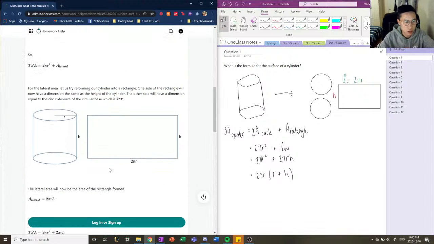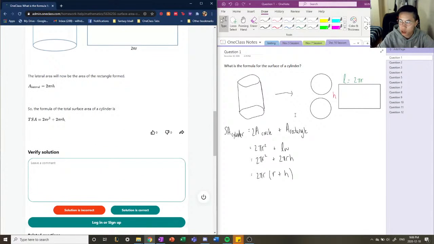Okay, so this is the rationale of thinking about this, and you can apply this rationale to other shapes like square pyramids or rectangular prisms. You can just break it down into simpler shapes and calculate the areas for each of those shapes. So this solution is correct. Good work. Cool.